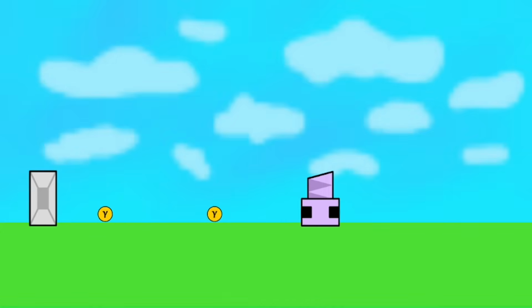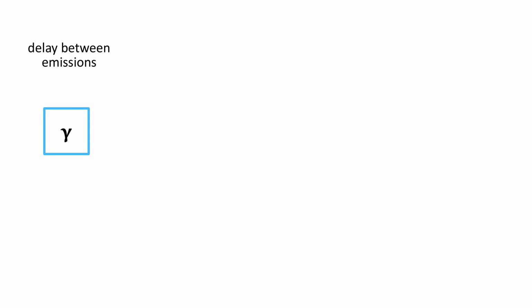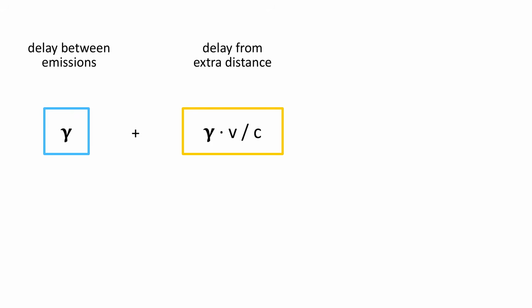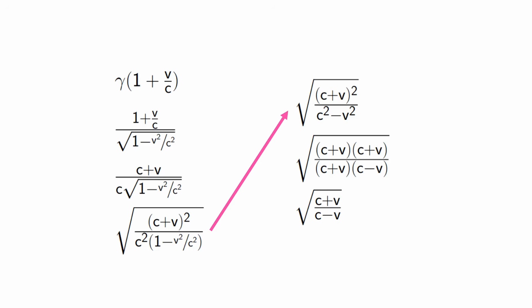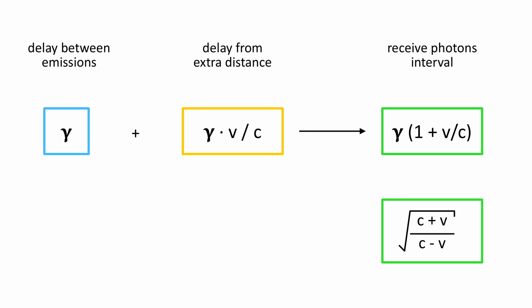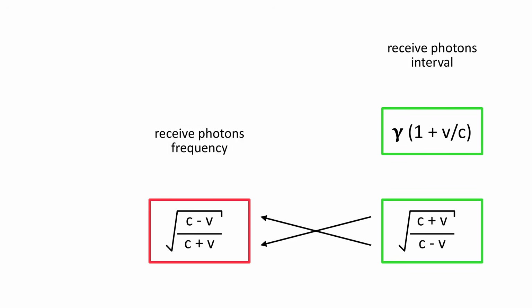So in addition to the gamma second delay between photon emissions, there is an extra v over c times gamma delay between when they're received, accounting for the extra distance. In total, we receive photons every gamma times 1 plus v over c seconds. After some algebra, this can also be written as square root of c plus v over c minus v. The frequency is the reciprocal of the interval, making it square root of c minus v over c plus v.